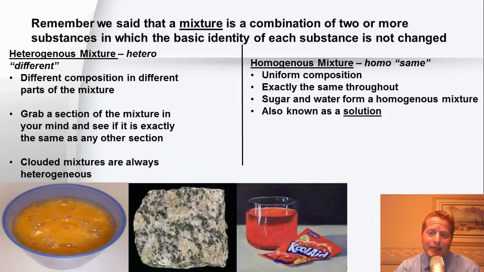Another key thing about heterogeneous mixtures is that they're always cloudy. You can't see through them. They're not transparent. Kind of like you can see a little bit through Kool-Aid, right? You can see through salt water, for example. Salt water is a homogeneous mixture. A heterogeneous mixture you cannot see through. Milk is another heterogeneous mixture that you just simply cannot see through because it is not evenly distributed. So if it's not clear, it must be heterogeneous.